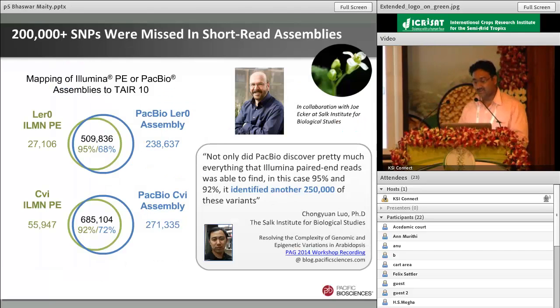There is one study where this gentleman has run Arabidopsis with Illumina sequencing and PacBio sequencing, and you can see more than 250,000 new variations have been discovered just by increasing the assembly to a much more complete scenario.